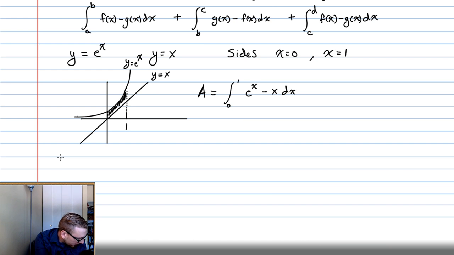Is there any other more interesting ones? Nah, whatever. So then area, we would just integrate this. And the integral of e to the x is just e to the x, and minus x would be minus x squared over 2. And we'd evaluate between 0 and 1.